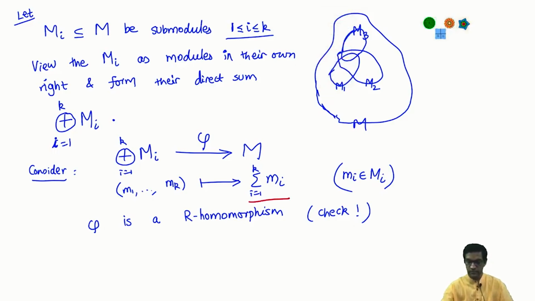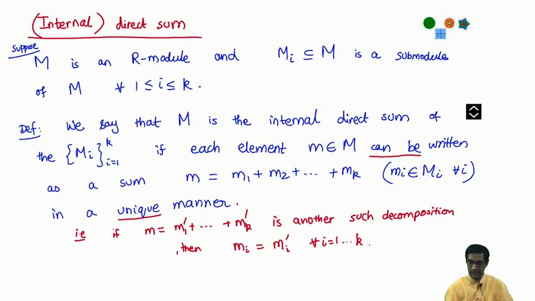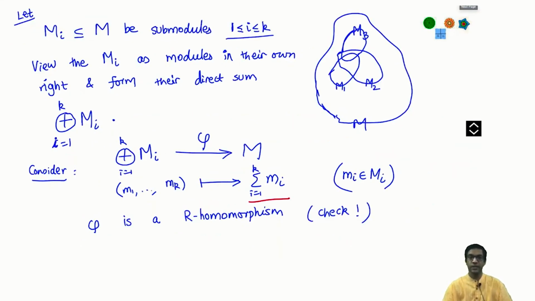Now, phi is surjective is really the first part of the definition, and the second thing says everything has a unique such decomposition. Okay, what does that mean? Well, that just means that phi is injective. Phi is a one-to-one map, right? Because given any element on the right, I can only find a single tuple (m1, m2, ..., mk) such that m can be written as their sum.